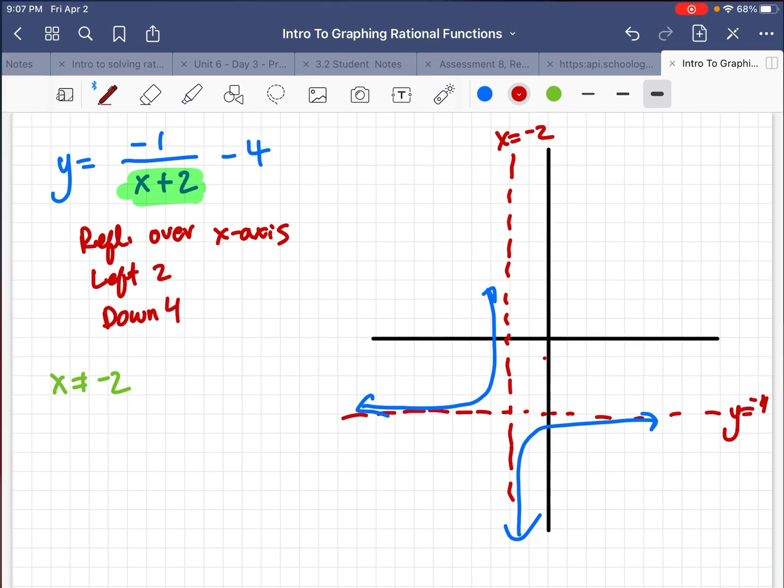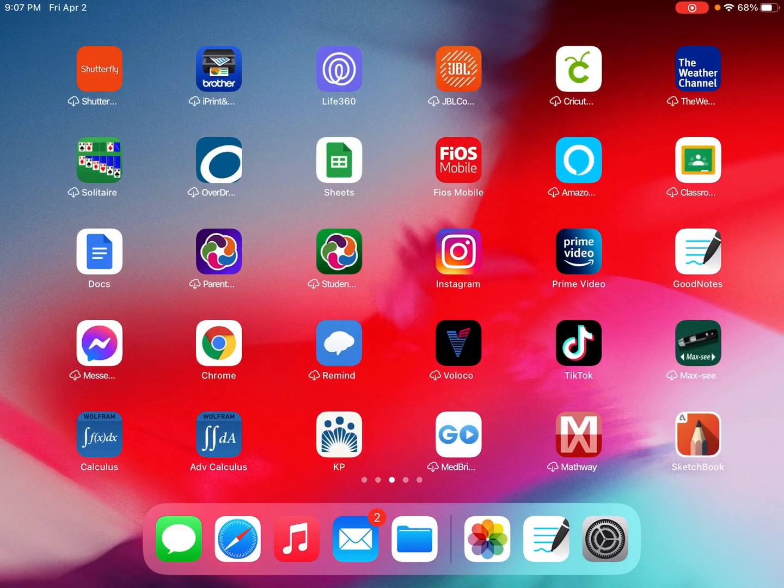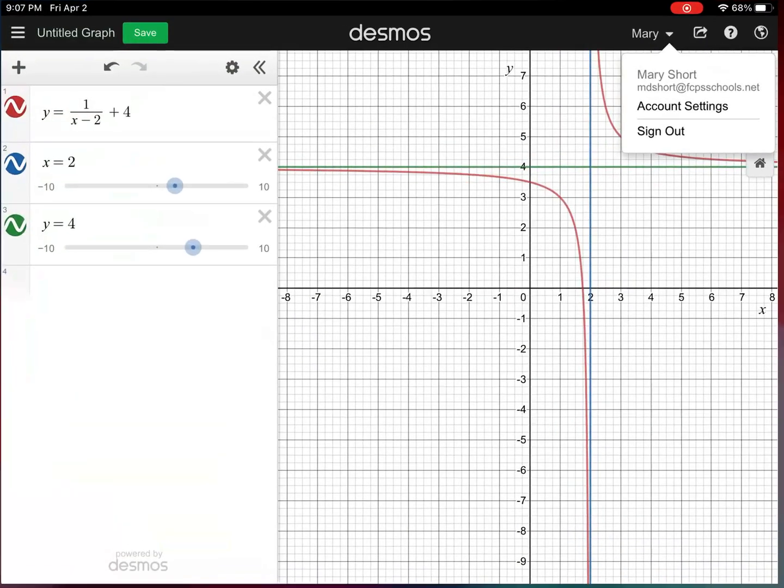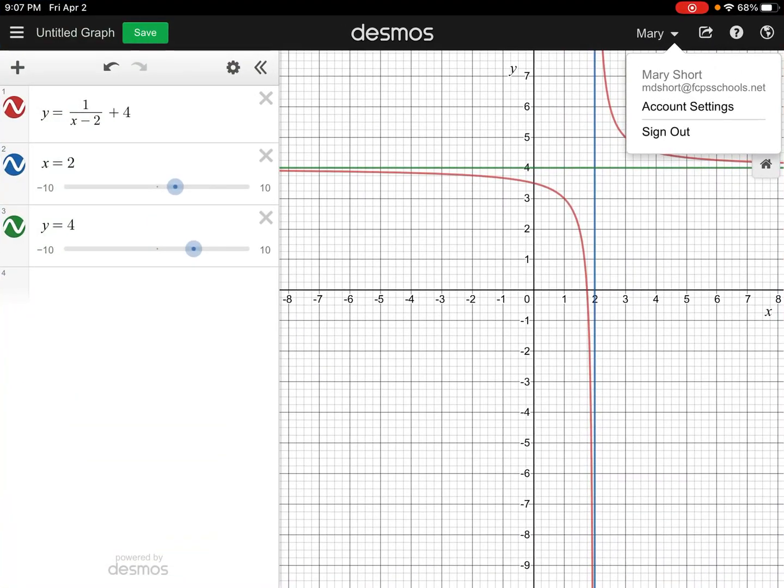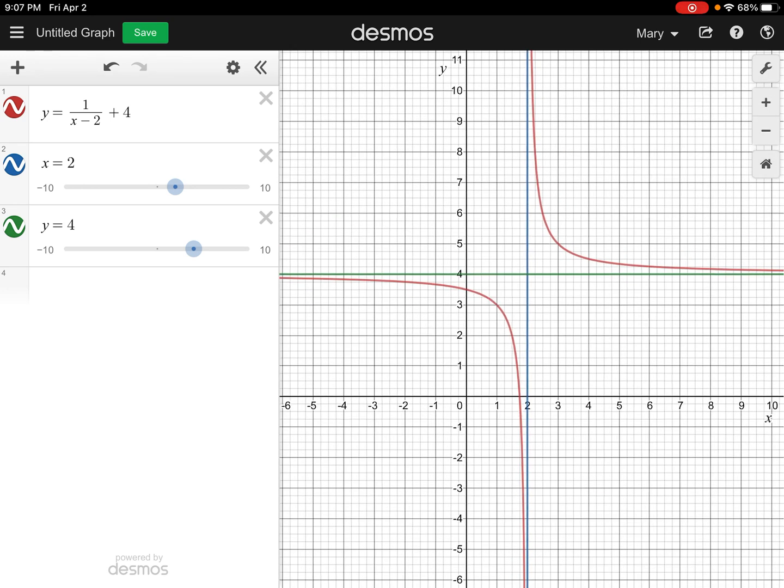Okay, all right, so let's take a look at Desmos and see that a little bit. So you can see if I have my basic graph, this one right here, 1 over x minus 2 plus 4, I can graph x equals 2 and y equals 4. Those are my asymptotes, and it looks like they line up very well. And so you can see, you can move them around until they fit right where they're supposed to be, or here, you can see how they fit there.